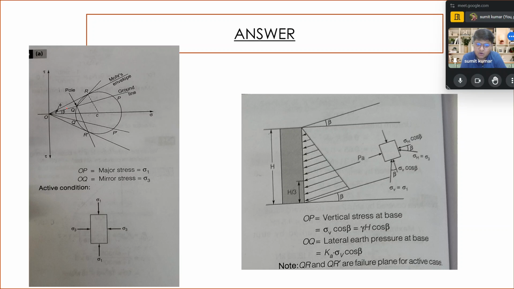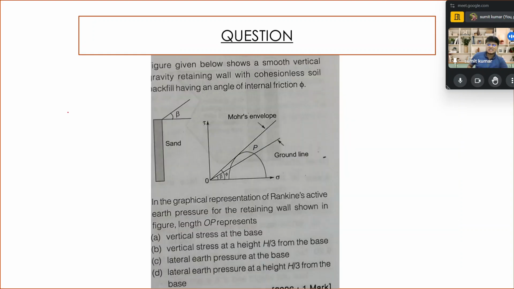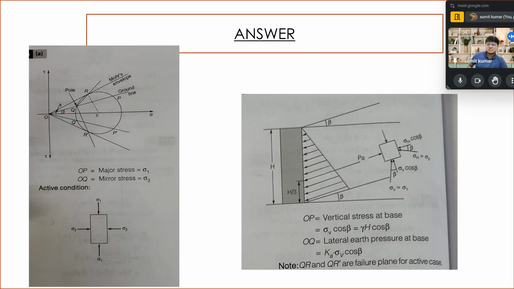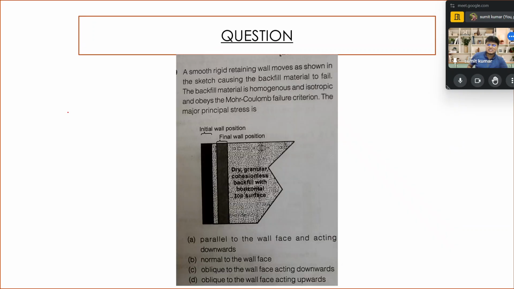The Mohr envelope is the tangent from the origin, and the beta which it makes with the horizontal is the ground line, and option A states that the vertical stress at the base is represented, which is shown on the Mohr circle as given below. So the tangent in the upper and lower direction both are drawn, and the intercept is also shown at point R. So the active condition is represented with this case.